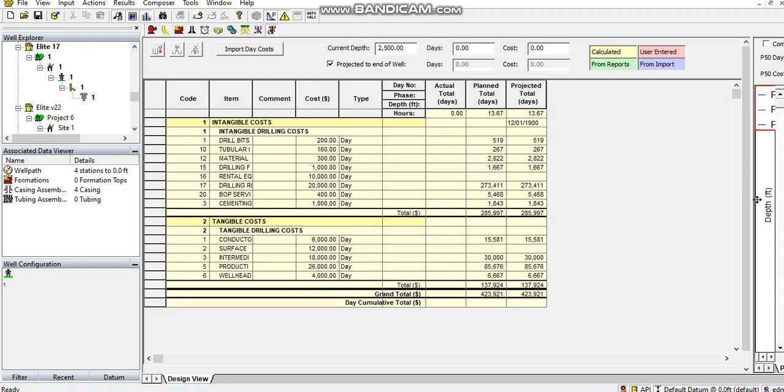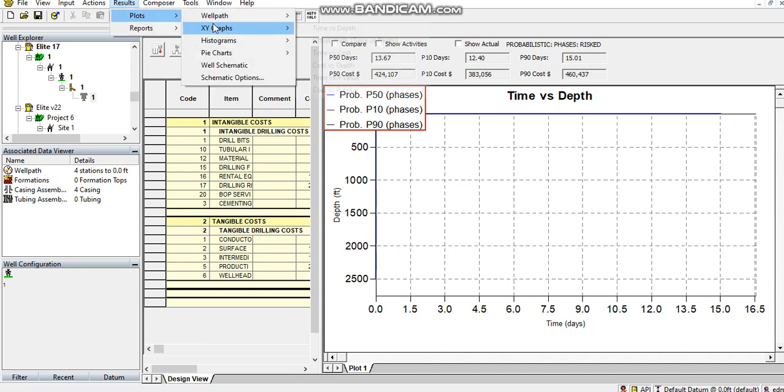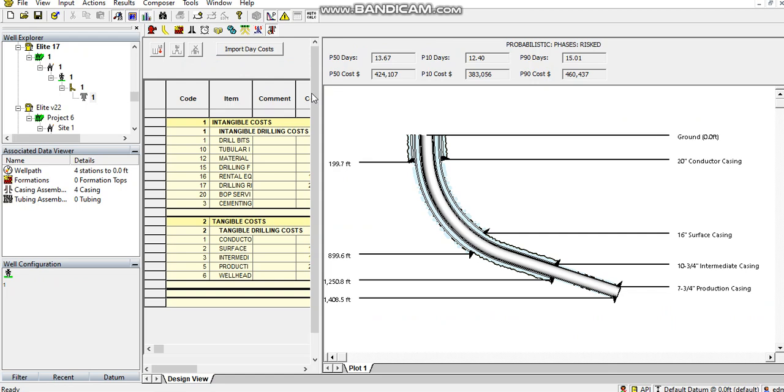I'm going to have a results table here. I'm going to expand it a little bit so that you can now concentrate on the results. So we can start with the results of the well schematic. So this is our well schematic. That's how it looks.